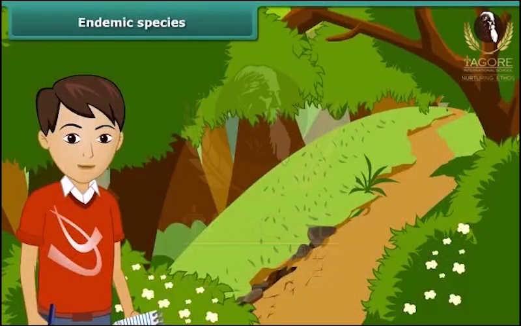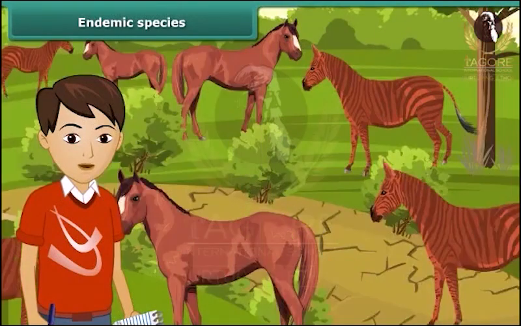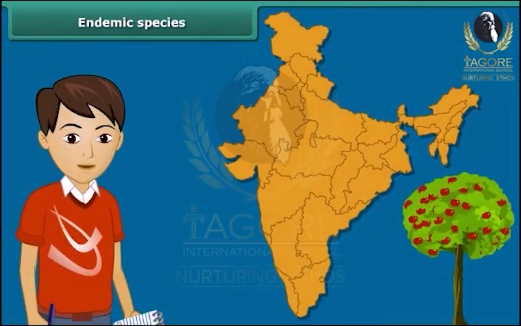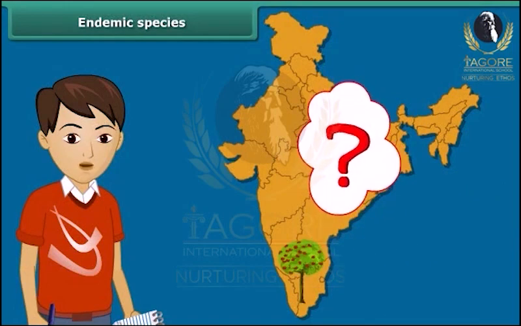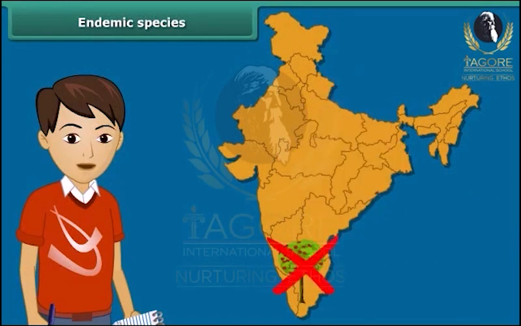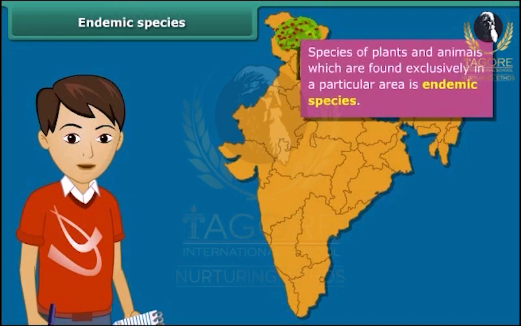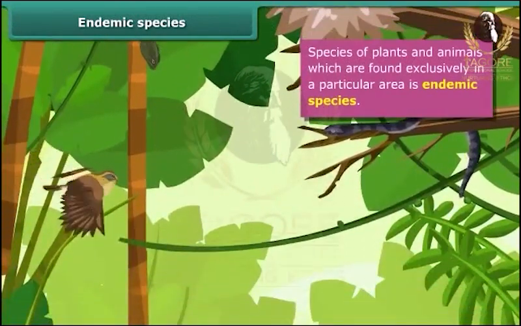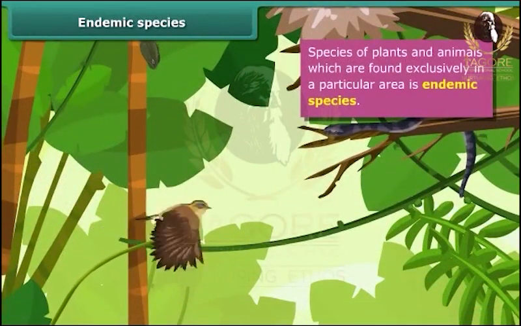Now let us learn about the endemic species. For you to know, a species is a group of populations which are capable of interbreeding. Members of a species have common characteristics. Let me ask you a simple question. Do you find an apple tree growing in South India? No. Apple trees are usually found in the northern parts of India. Thus, species of plants and animals which are found exclusively in a particular area are called endemic species.